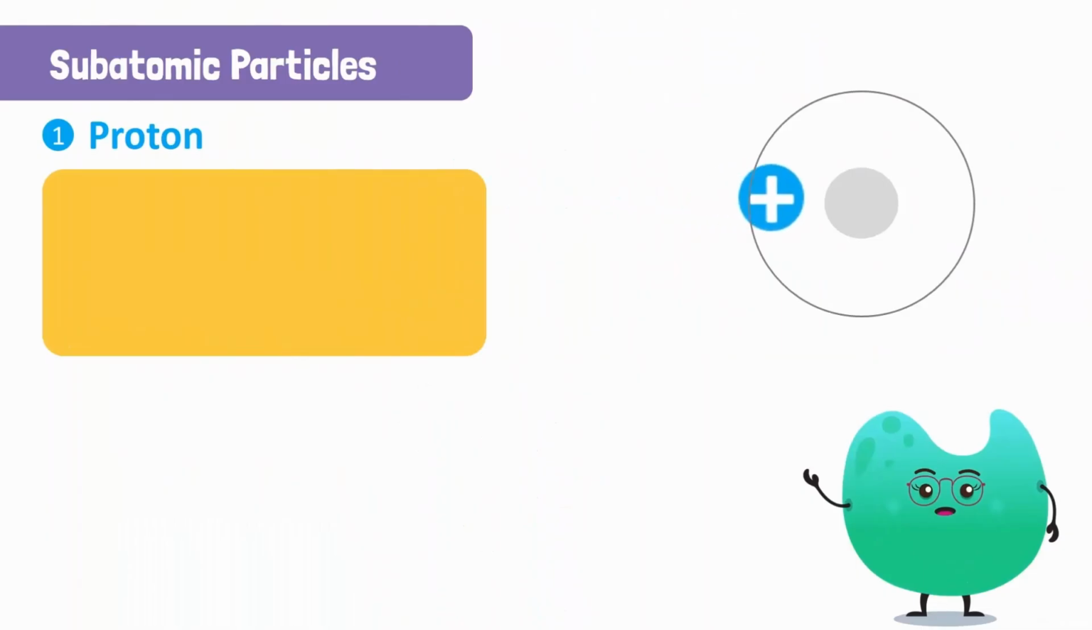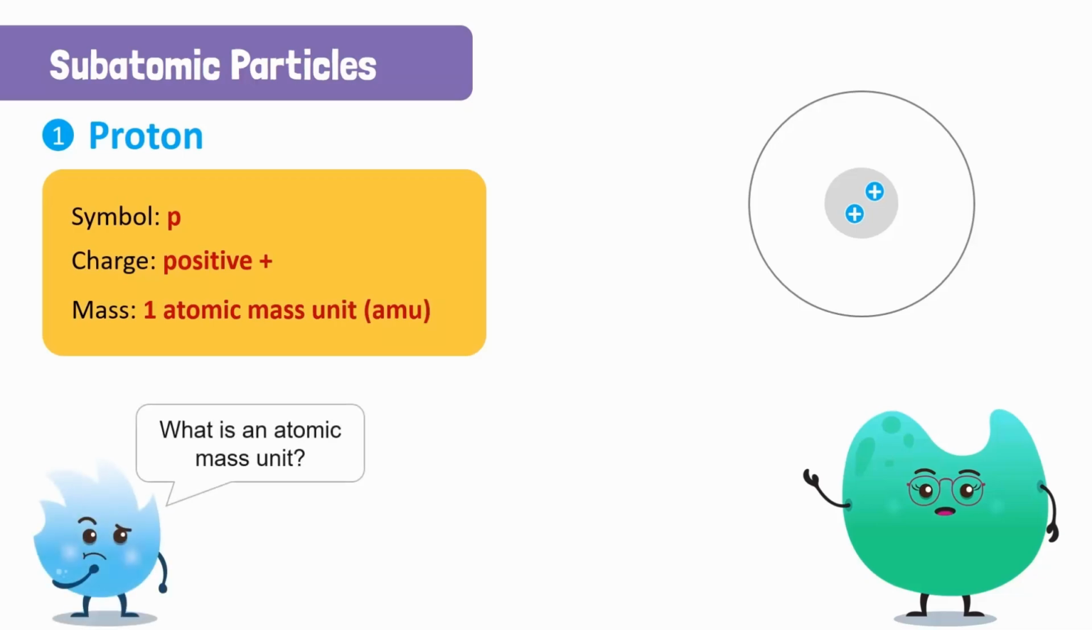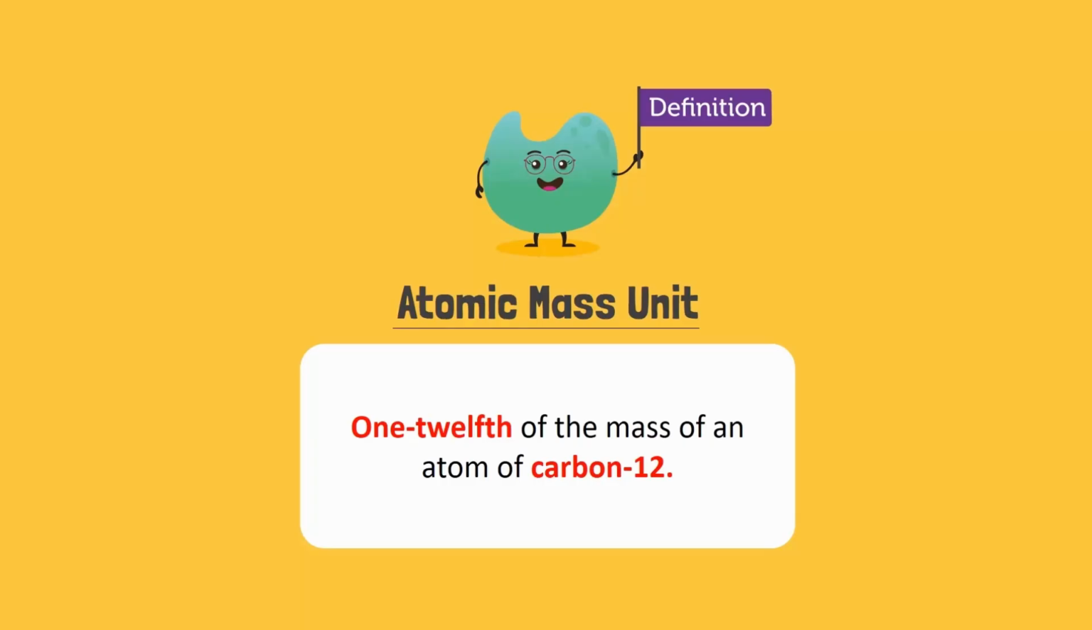First up is the proton, represented by a small p. It has a positive charge and a mass of 1 atomic mass unit. An atomic mass unit, AMU, is defined as 1/12 of the mass of an atom of carbon-12.